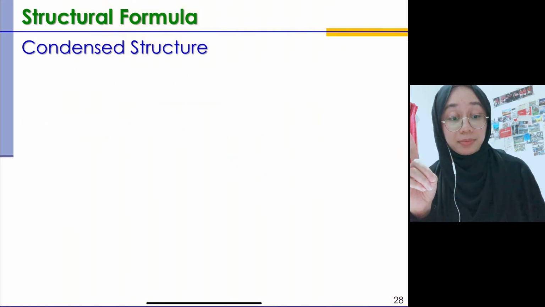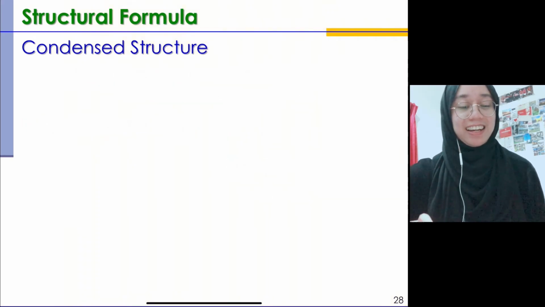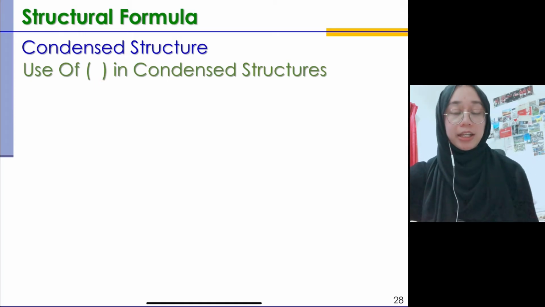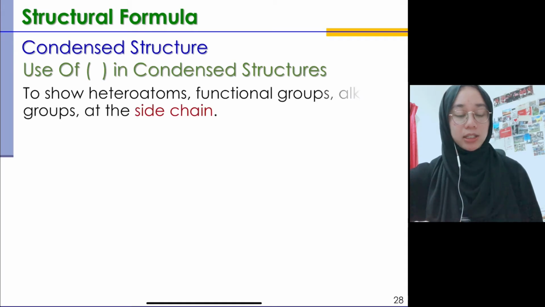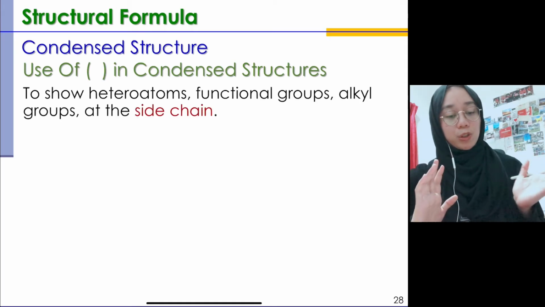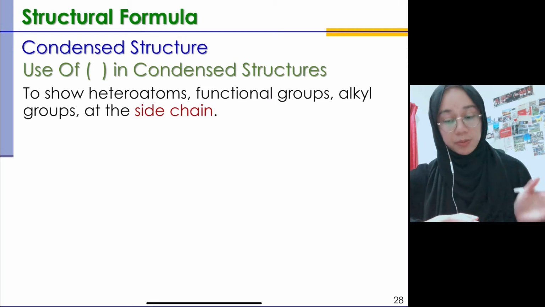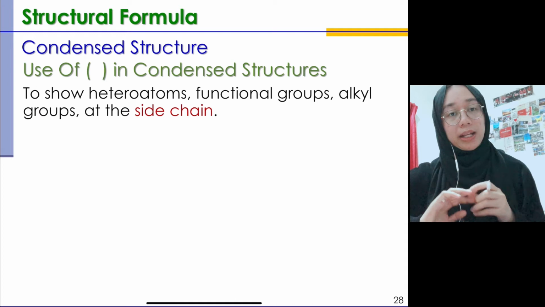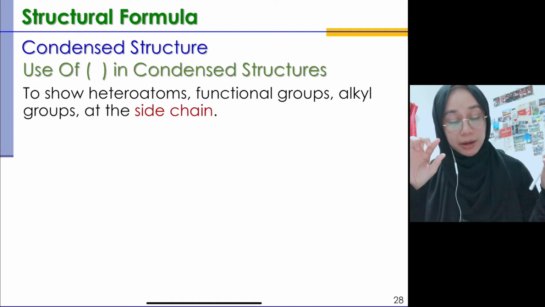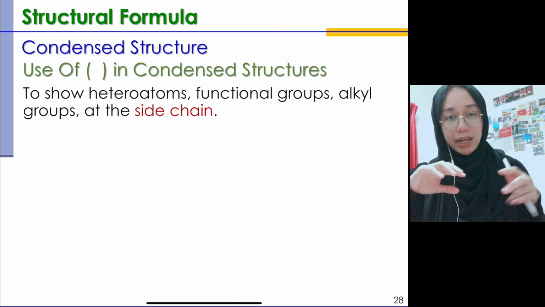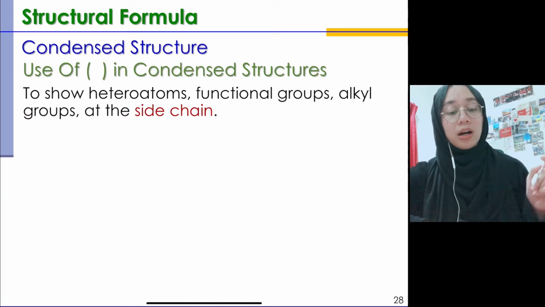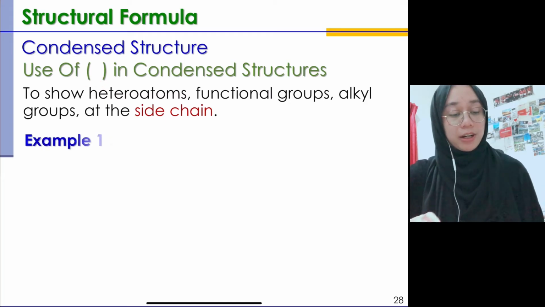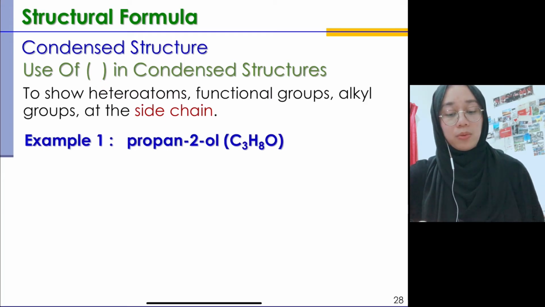Okay, tak habis lagi untuk condensed structure ni. Okay, so the use of the bracket in the condensed structure here. Okay, kita nak tengok penggunaan bracket in condensed structure. So the bracket is used to show the heteroatoms, functional groups ataupun alkyl groups at the side chain. So dia bukannya sebagai chain utama. Okay, the parent chain bukan, dia adalah yang dekat side chain, meaning anak-anak dia tu kita akan guna the bracket here. Okay, so for example, kita ada propane to all.